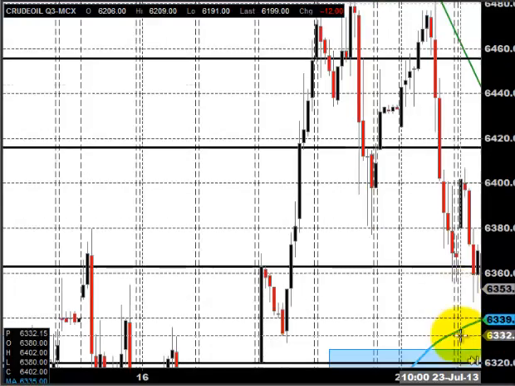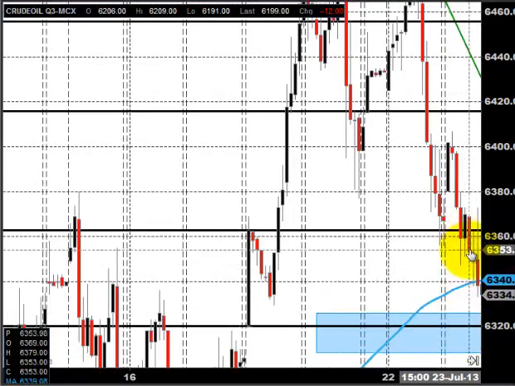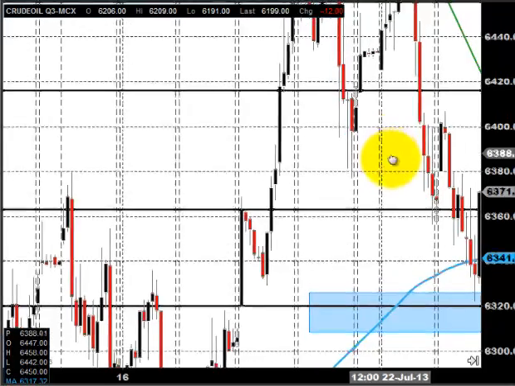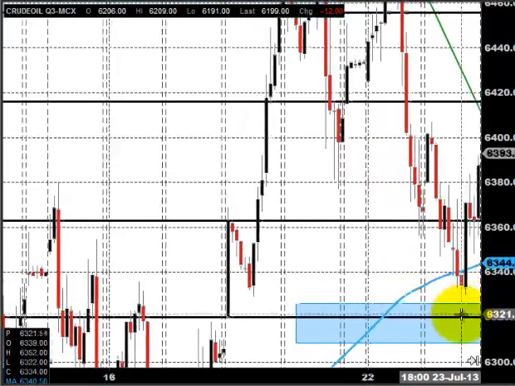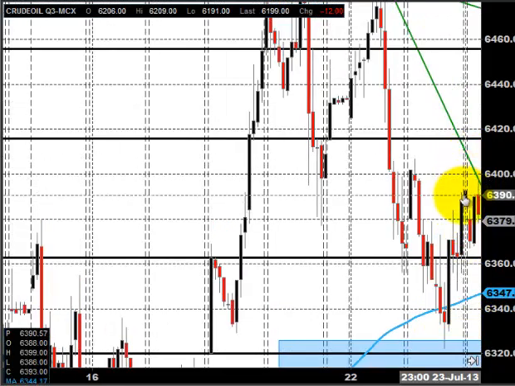The next day you can see the price came down and tested the 6360 again and entered into our key zone of 6320, where we expected the market to stay in buying till this zone. So what happened after that? After testing the zone, the market gave a clear bounce back and closed higher.